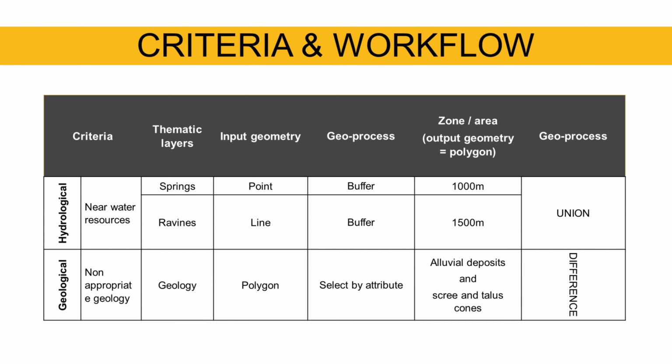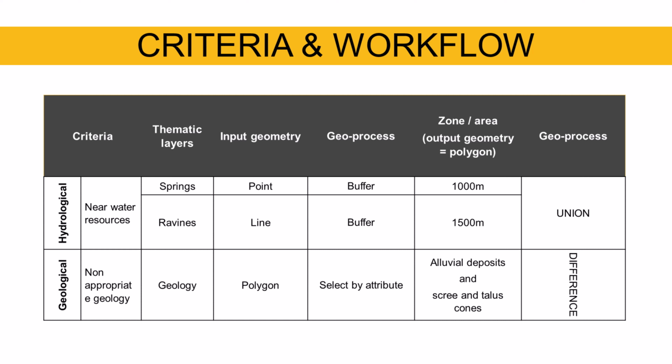The first criterion is to be near water resources. A zone representing the water influence is created by a combination of 2 areas. The first area refers to a buffer zone of 1,000 meters around springs. The spring's input layer has point geometry. The output of the buffer tool is always a polygon geometry. For the other area, a buffer of 1,500 meters around the polyline layer of ravines is necessary. The final area of the first criterion is the union of the 2 buffer outputs.